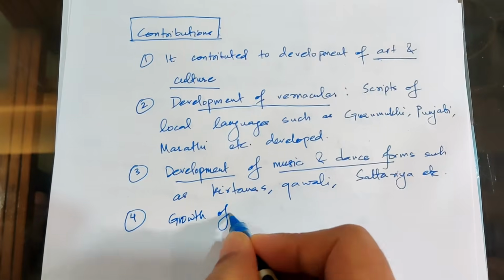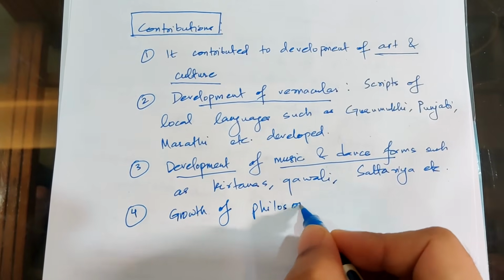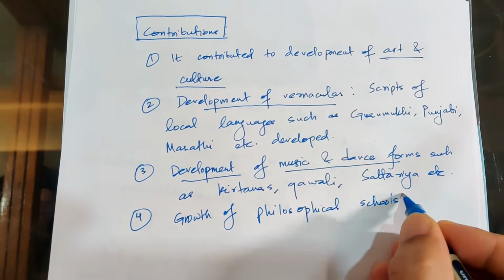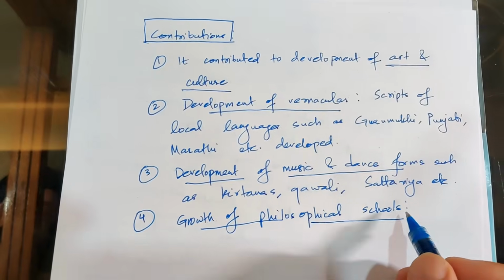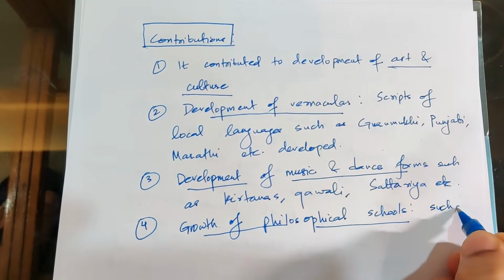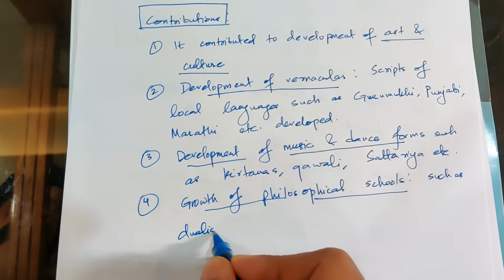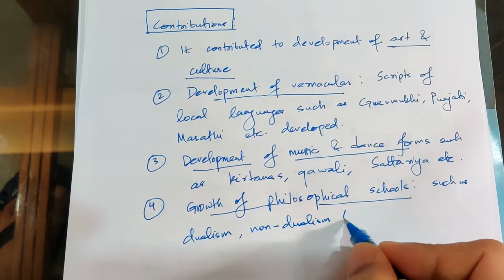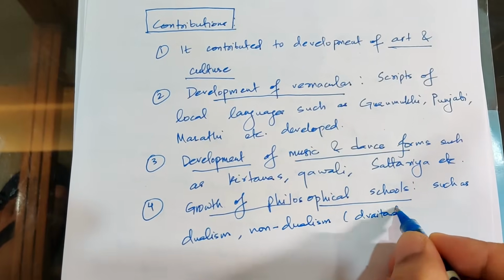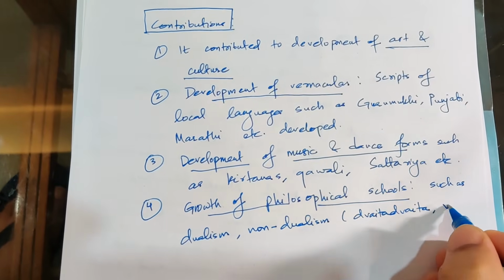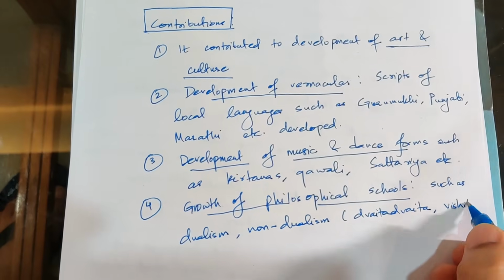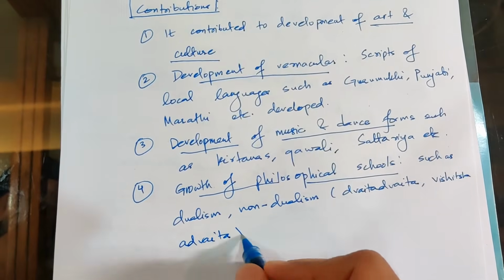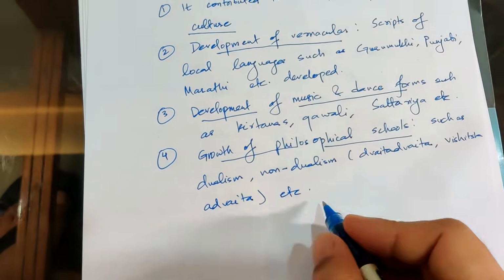Growth of philosophical schools such as dualism, non-dualism, Dvaita, Vishishtadvaita, Advaita, all this you can get from NCERT, etc. Took place.